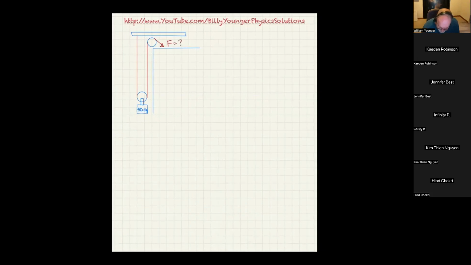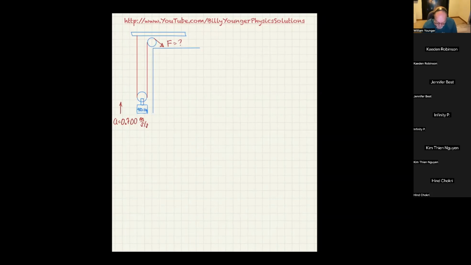So what we want to figure out is what force is necessary to actually accelerate this upward at 0.70 meters per second every second. So I'm going to say A is equal to 0.700 meters per second per second. What I want to know is what is the tension in the rope that's really required there. I labeled it F, but you're going to see in a second that it's tension.